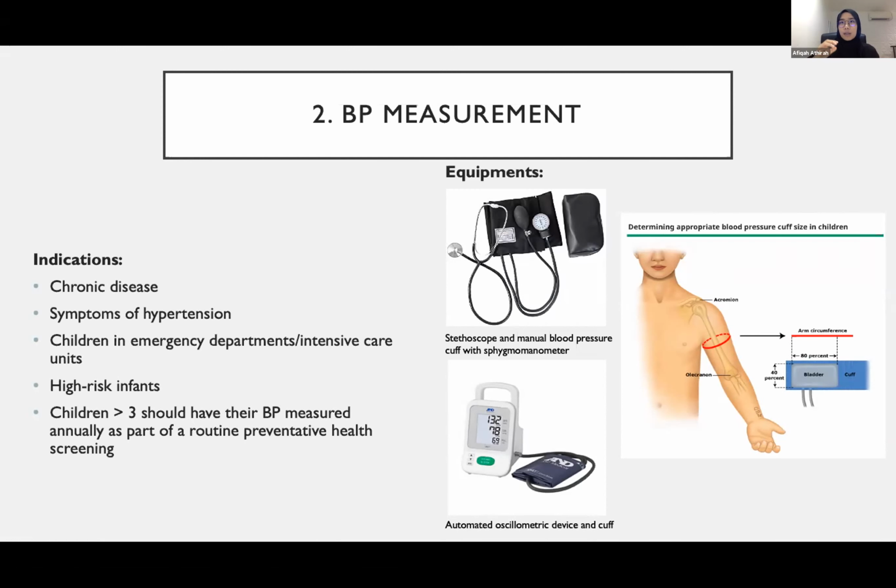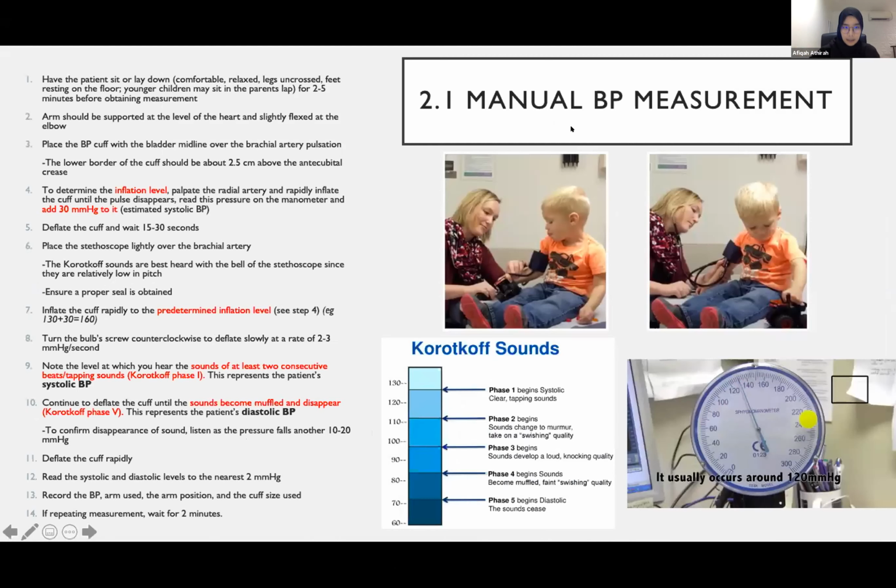Meanwhile, if we use the smaller cuff size, we might get a falsely higher reading. So that's very important. As for the steps in manual BP measurement, first we need to have the patient relaxed and comfortable. If the patient is crying or throwing a tantrum, we might ask the parents to help with that.